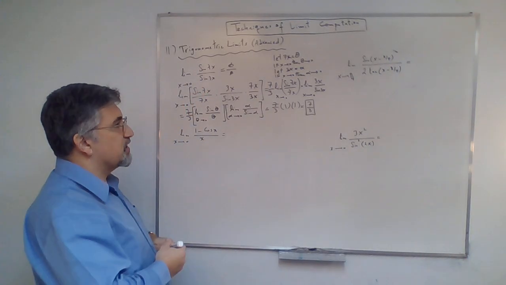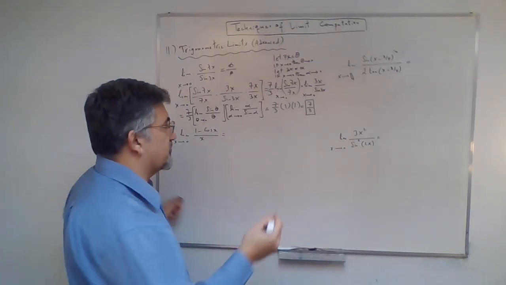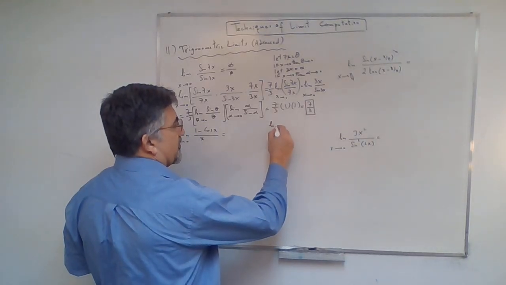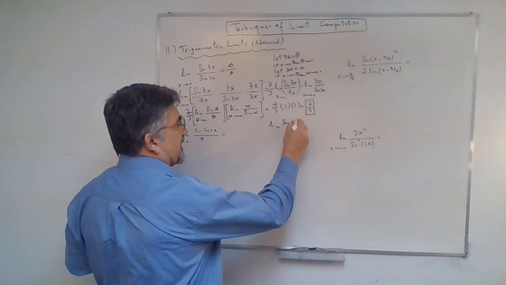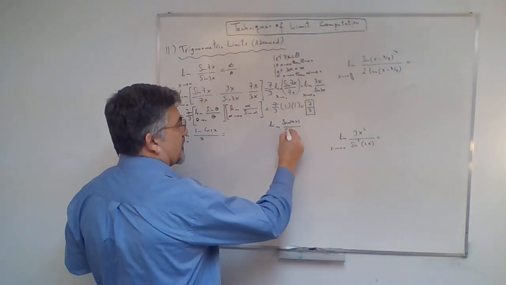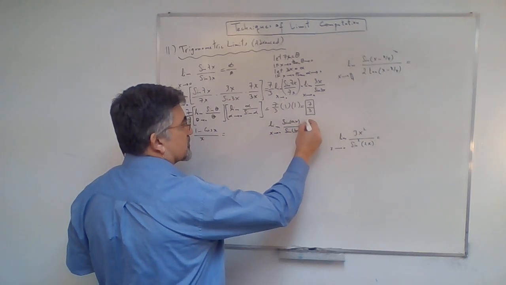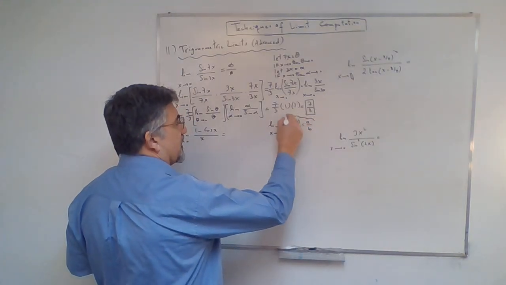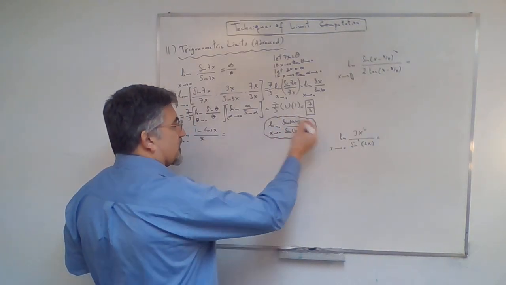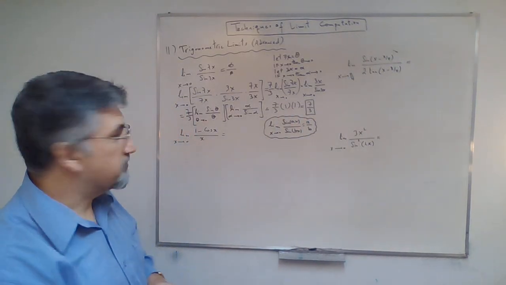In fact, we can generate a formula right here. The limit of sine of ax over sine of bx when x approaches 0 is always equal to the ratio of a over b. So we can even come up with a general formula like that.